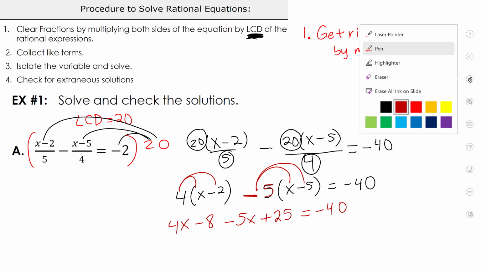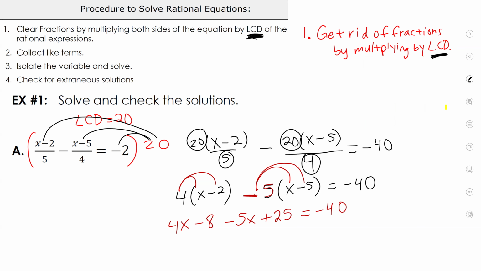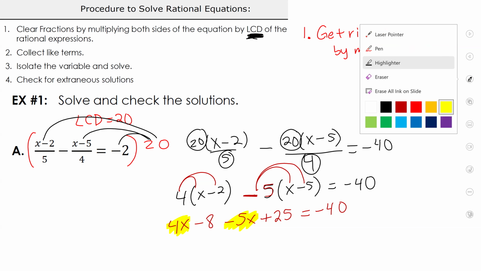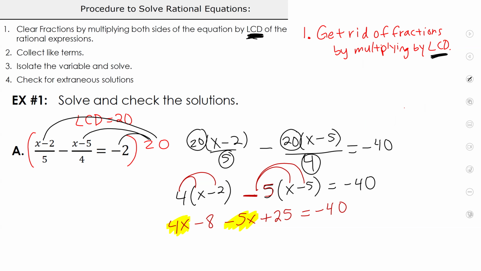So let's go ahead and combine my x's together. I have 4x minus 5x. What will that be? Good, I heard someone say negative 1x. Now let's do our numbers. So I'll highlight the numbers. I want negative 8 plus 25. What is that?